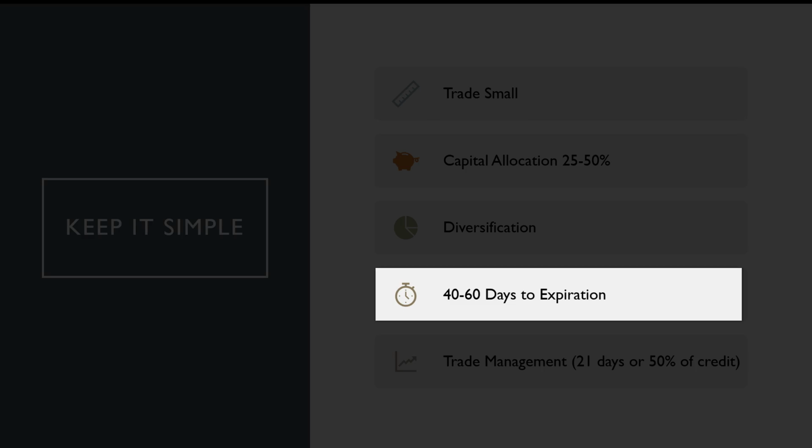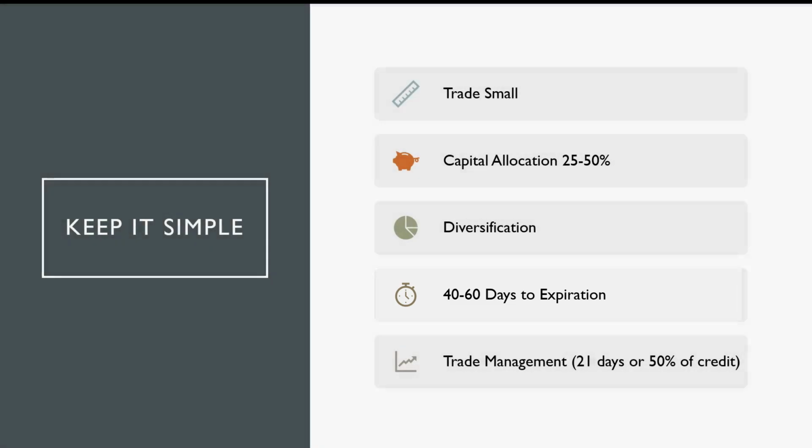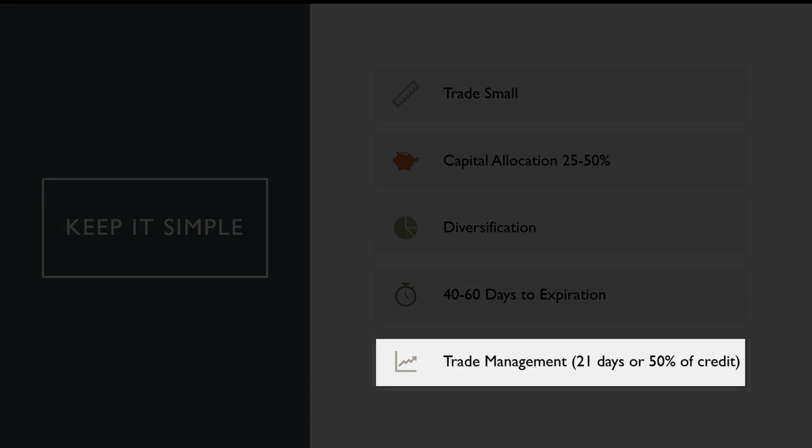You can do more days, and that's another way to diversify. So have a different time, diversify with time, diversify with positions. Also, you can diversify with strategies if you want. And lastly, trade management. This will be either closing it when we get to 21 days or when we have 50% of the credit received.